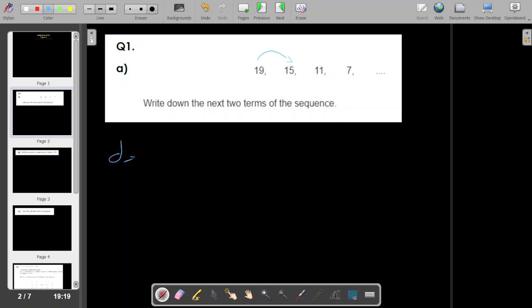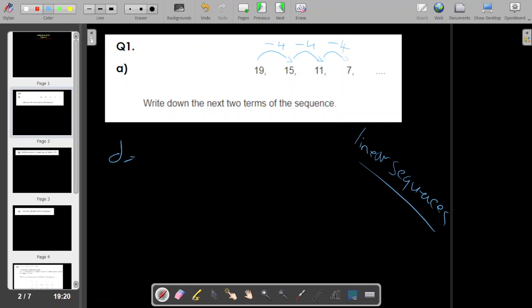So when you look at it, 19 is going to become 15 after doing minus 4 steps. You check if that is the same for the next term, because if the next term is going to be the same thing, it means that we are talking about linear sequences, which is easy to figure out. So from 15 to 11 also is going to be minus 4, and we discovered that from 11 to 7 is going to be also minus 4.